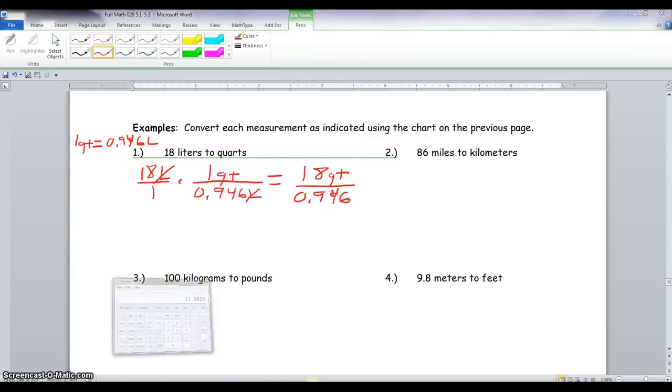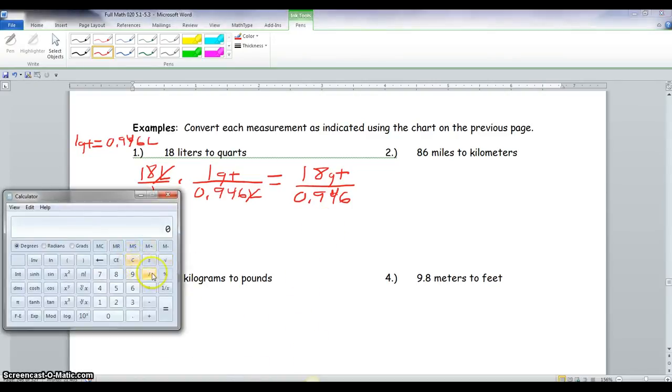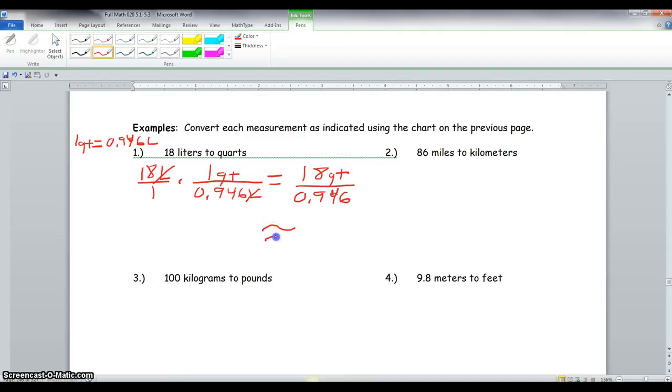Now we would take a calculator and take 18 divided by 0.946. That gives us this long decimal here, but we're going to round to 2 decimal places. So it'll be approximately 19.03. So we will put our approximation value, and it'll be 19.03 quarts. You know this is supposed to be a Q. So this is quarts. Okay, now that takes care of problem number 1. We go to number 2.